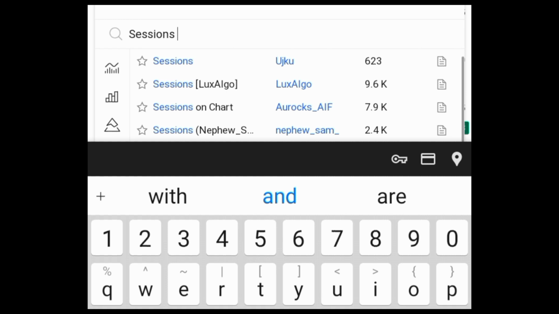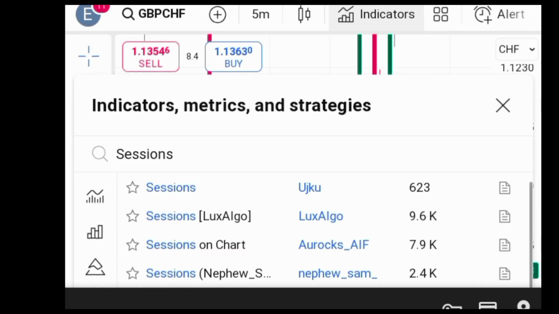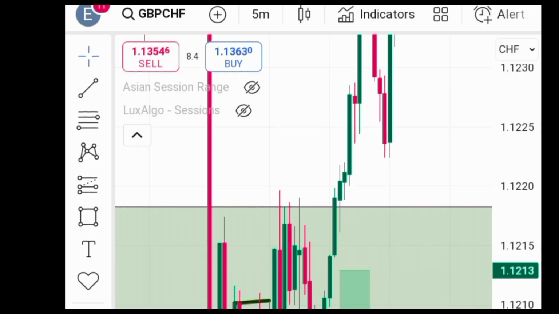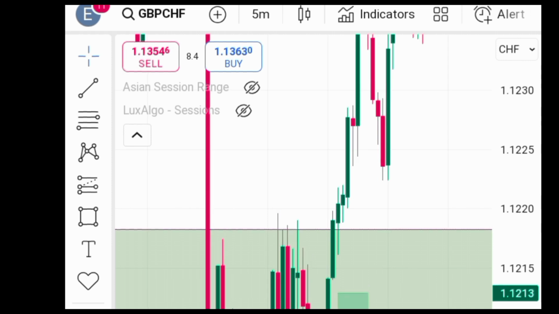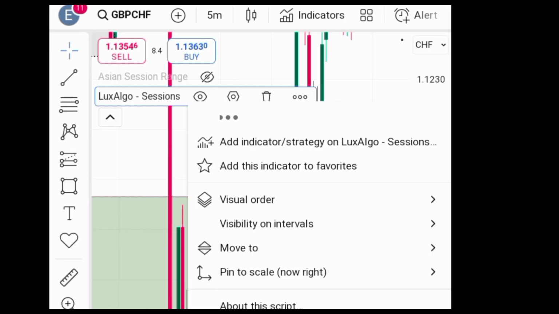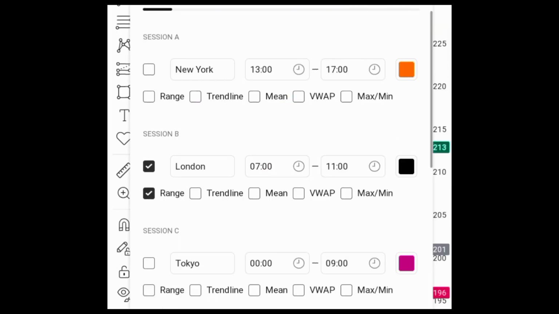The reason why I'm not clicking on it is that the indicator is already on my chart. Once you click on the indicator, these three dots there, the interface will open. You click on settings, and you try to set your time. You see London, you see New York. Since you are interested only in the New York and London sessions, you click on New York.